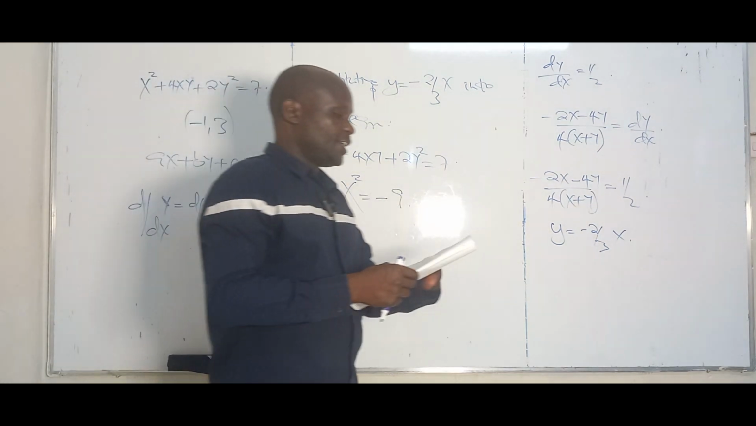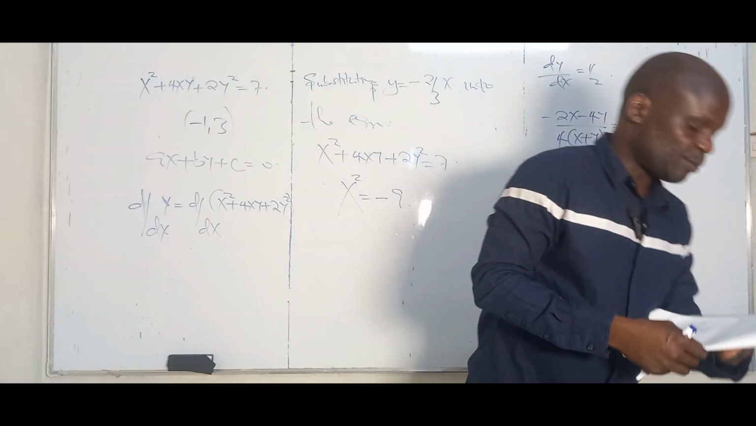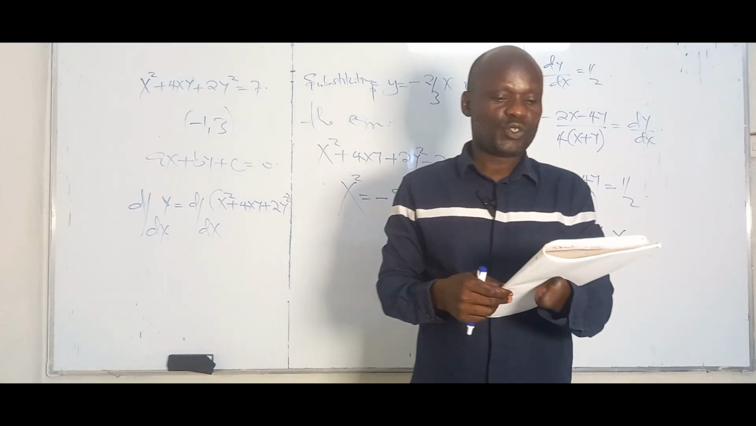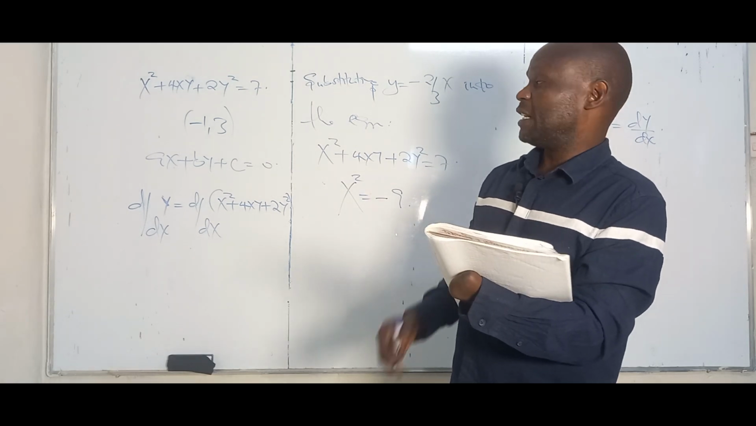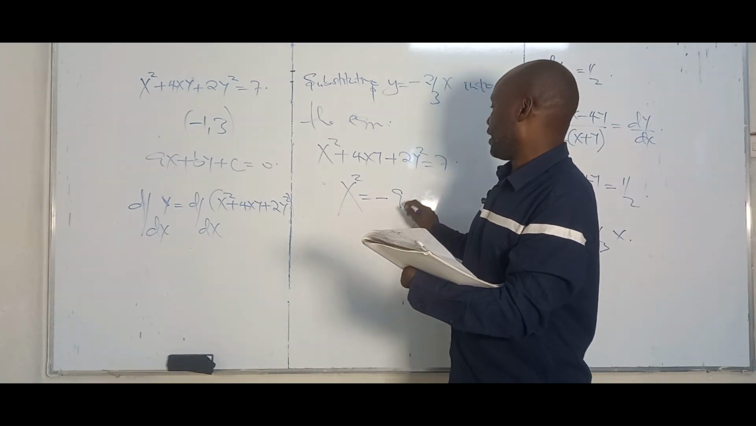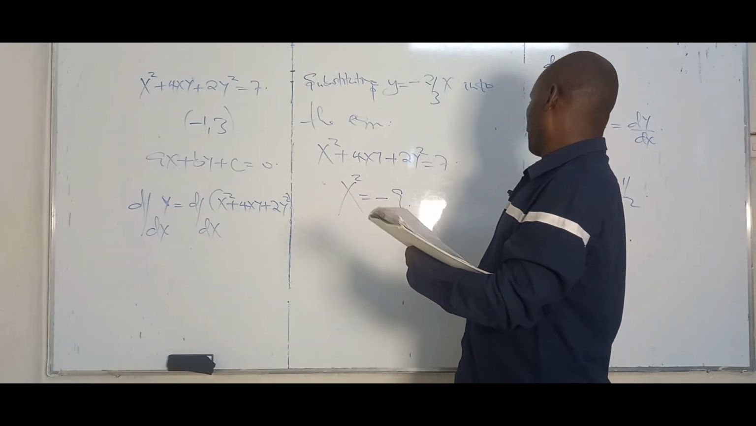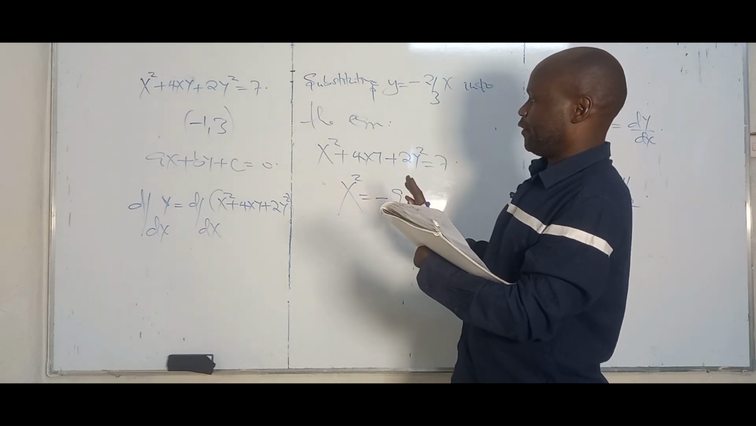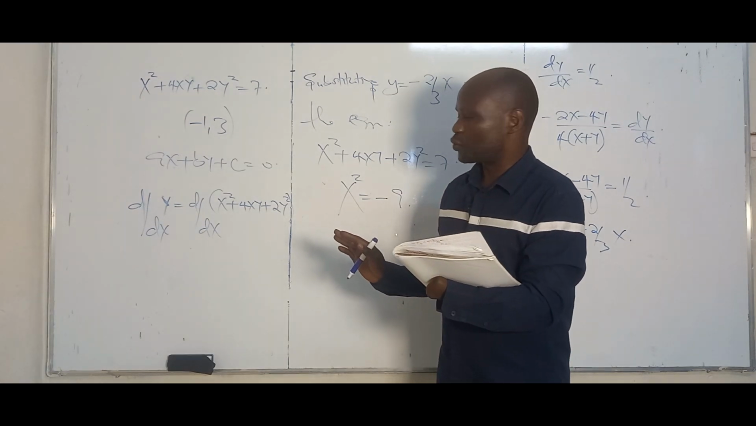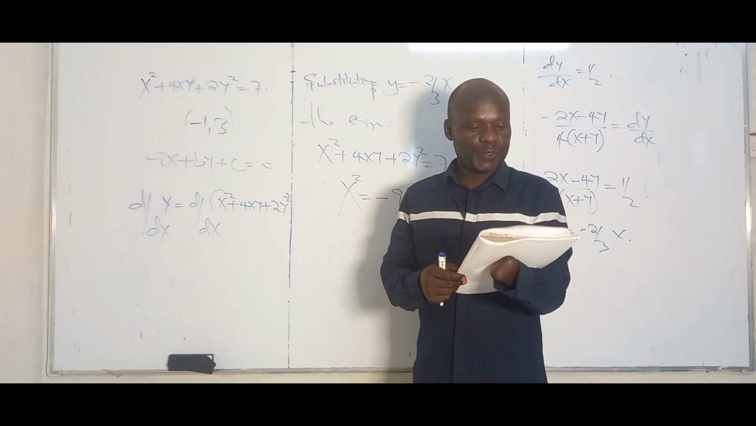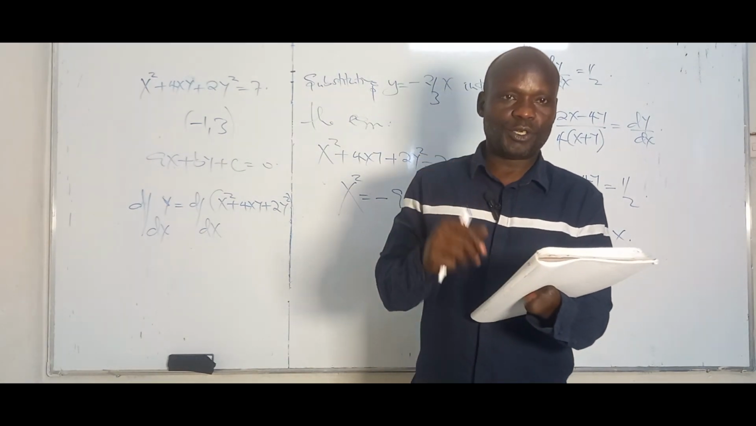Then we say, since x squared is equal to minus 9 has no real solutions, there are no points on the curve where the gradient is half. And now that marks the end of the solution. If you followed those procedures, you should be able to score full marks. Up to there, I urge you to follow me to my next video.